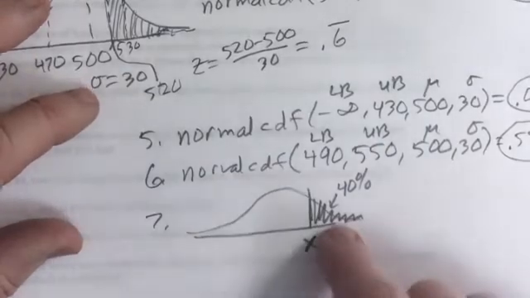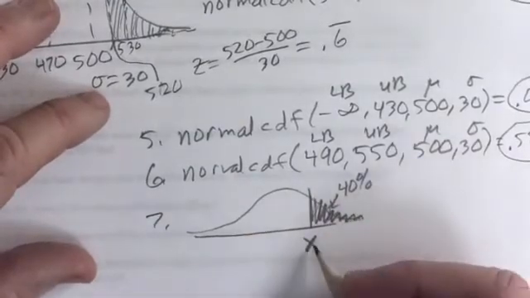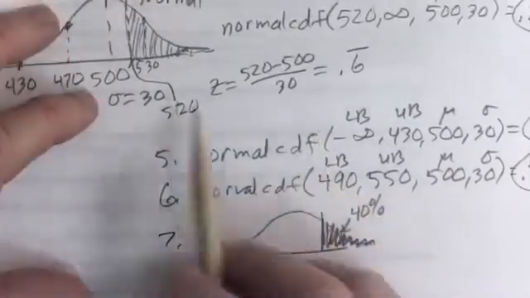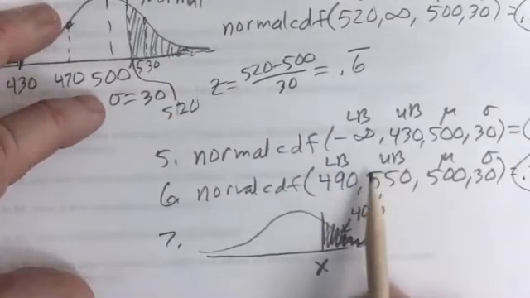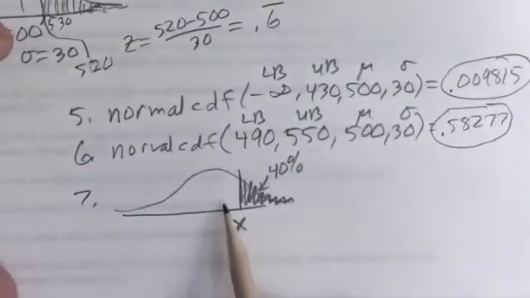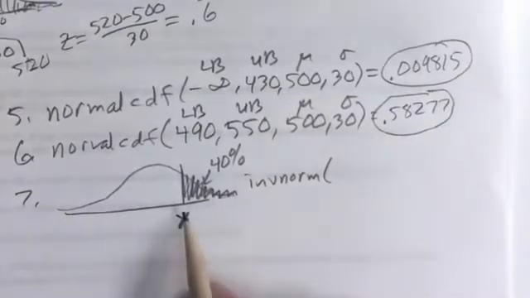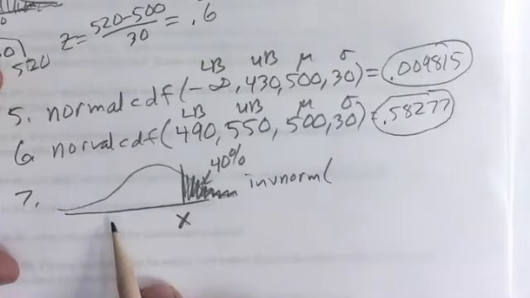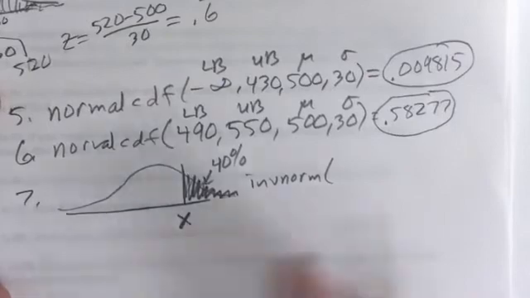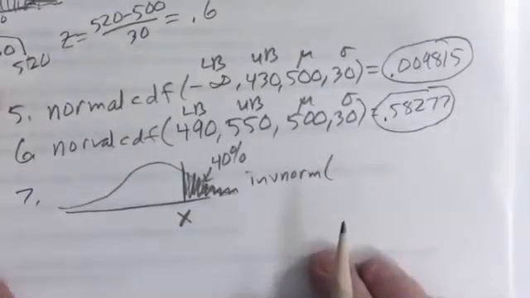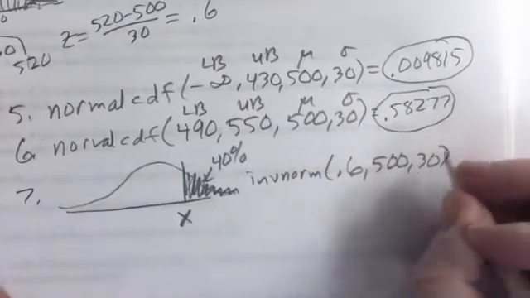Now this one is an inverse norm problem. An inverse norm problem is when they, in essence, give you the area and ask you for the X value. A normal CDF problem is when they give you the X value and ask you for the area. And that was what was happening here. They gave us X values and we had to find the area, but here they give us the area. And so we're going to do inverse norm. I tend to always do inverse norm with the percent that's to the left of my value. In other words, it's a cumulative value, a percentile in essence. So if 40% are bigger than that, it means 60% are smaller than that. In other words, it's the 60th percentile. So I'll go 0.6. And of course, the mean and standard deviation are still the same for this distribution.